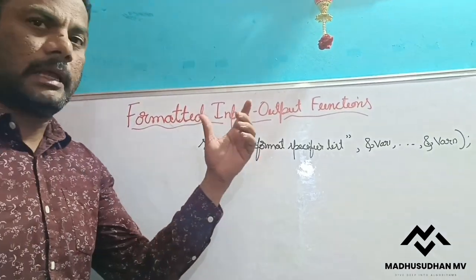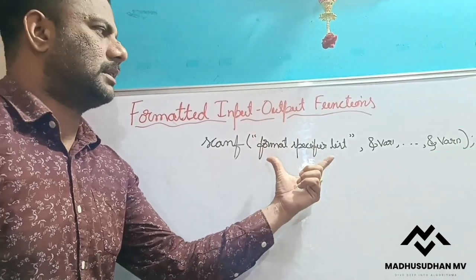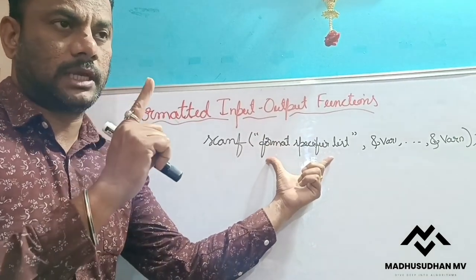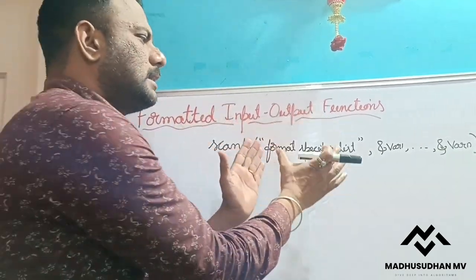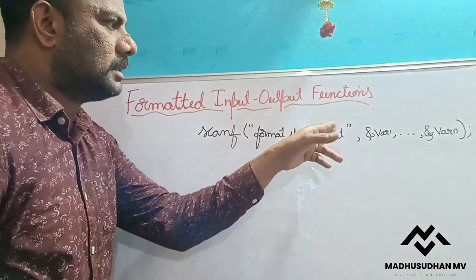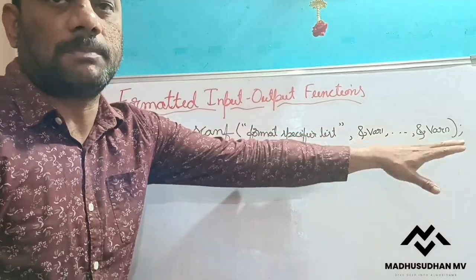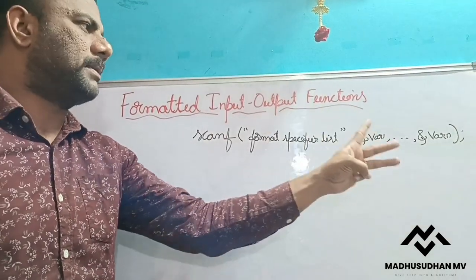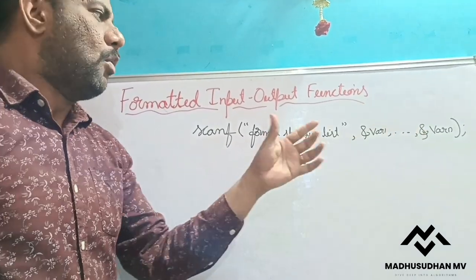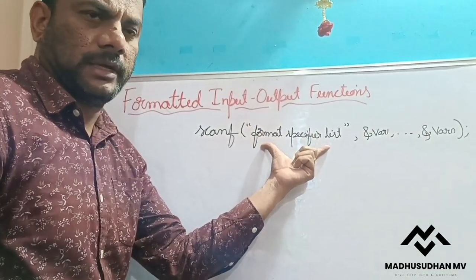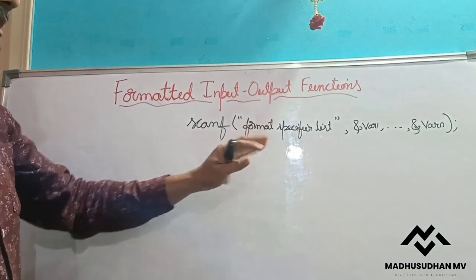Whatever type of variable we are using, we list that data type's format specifier, again without using any space, comma, or other characters. We should not use anything other than format specifiers within the double quotes. Then comma, then write the ampersand of the variable list. Suppose you are reading 3 values: ampersand of variable 1, comma, ampersand of variable 2, comma, ampersand of variable 3. The order in which you write the format specifier list should match the order of the variables.